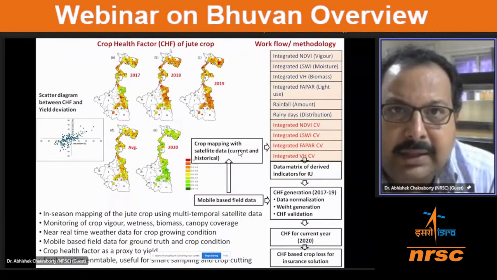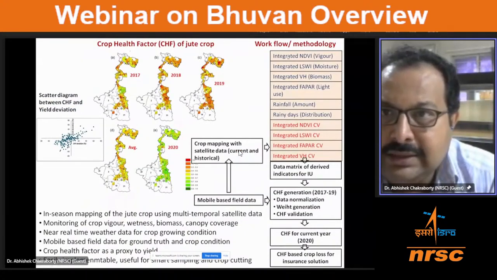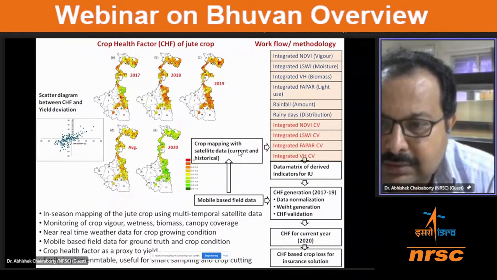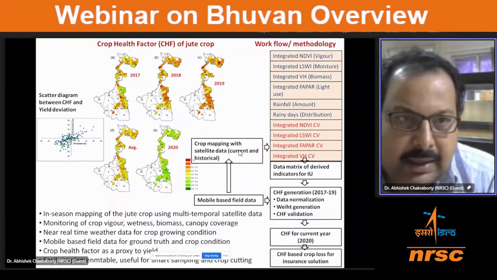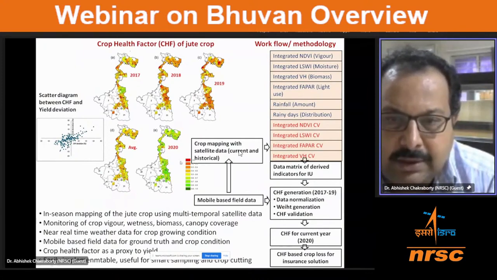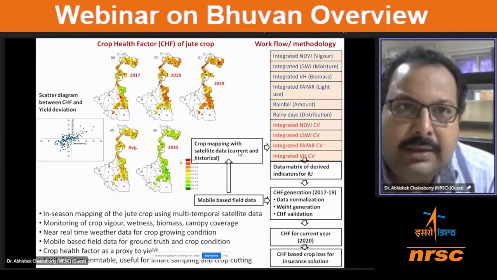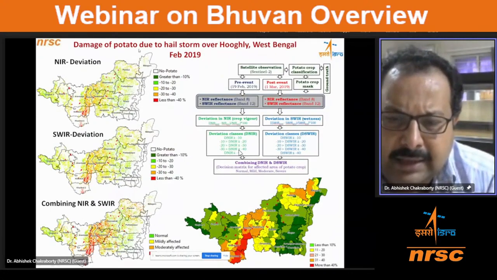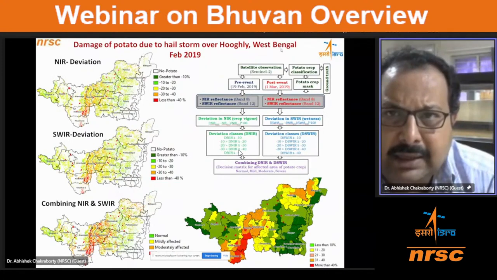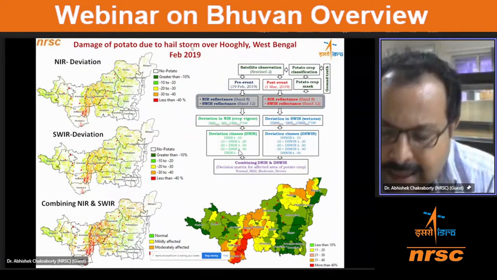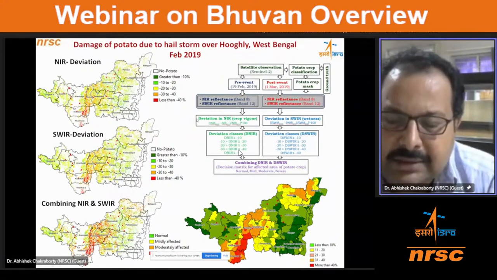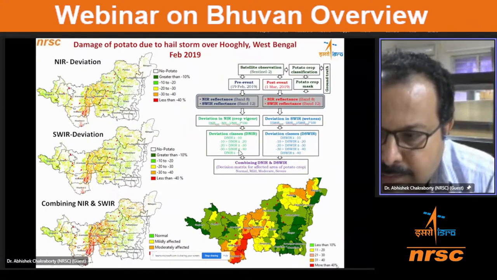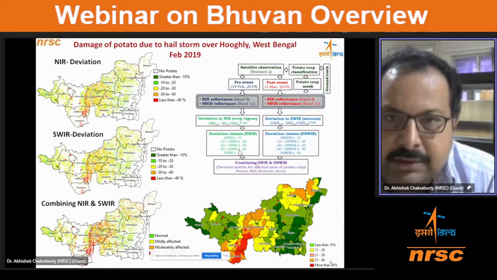So this is a crop health index for jute crop, where these are the parameters which are used and fused together to come out with a single index, and it was successfully implemented over the West Bengal region. And as far as damage is concerned, we have assessed many kinds of damage, like hailstorm damage, non-seasonal rainfall damage, then Amphan cyclone damage, then drought damage and all these things.